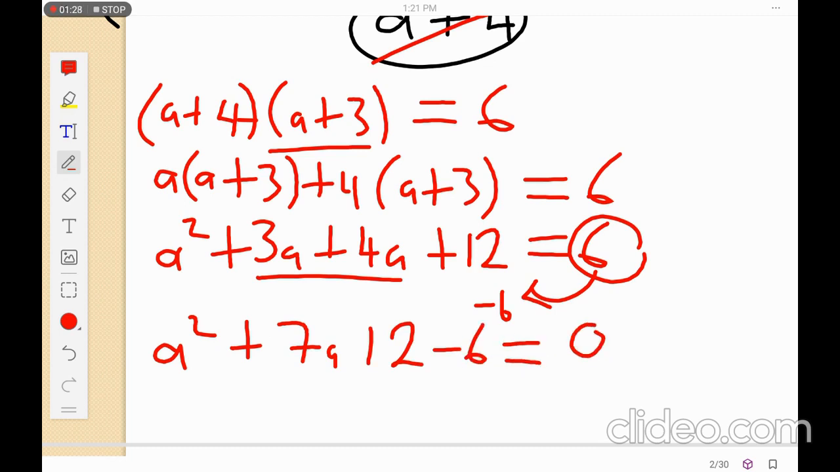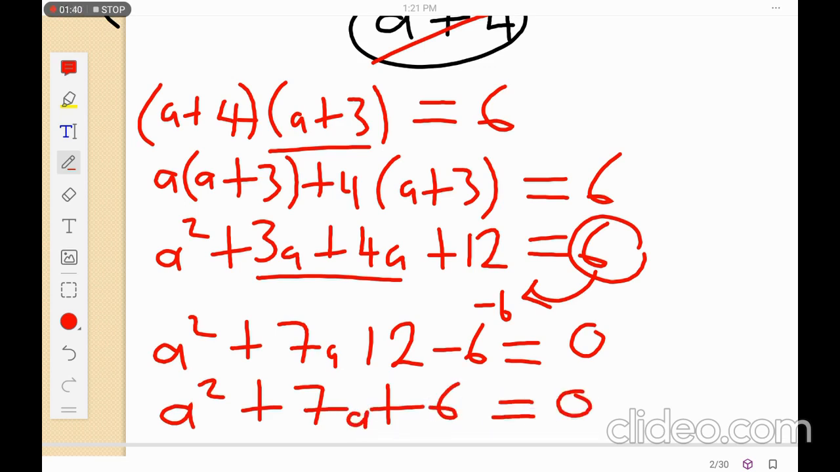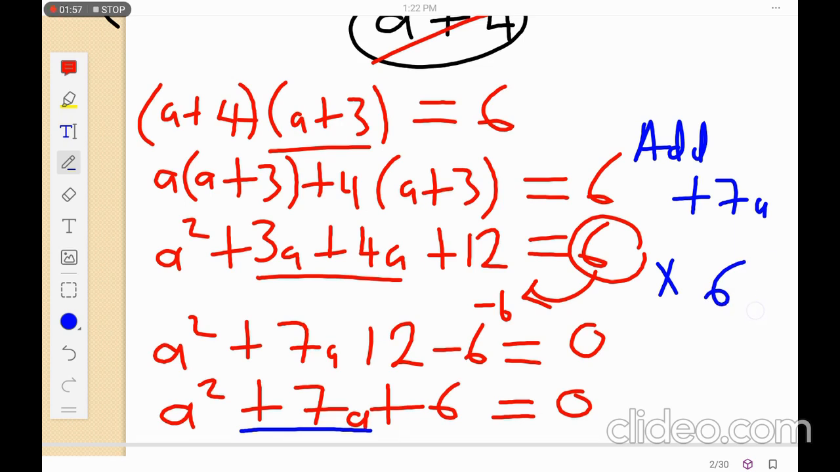Because we have removed a 6 there, we will remain with a 0 that side. So I'll have a squared plus 7a plus 6 is equal to a 0. Okay, so what I want to do now is to find numbers that when I add, I will get plus 7a, and when I multiply, I get 6a squared.